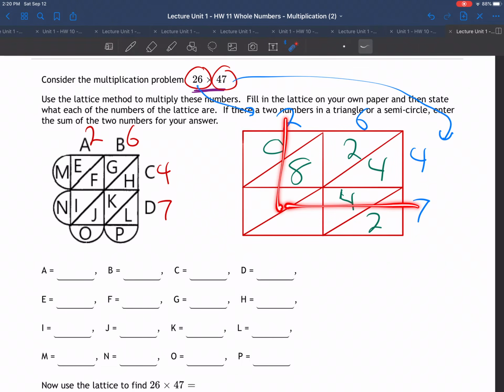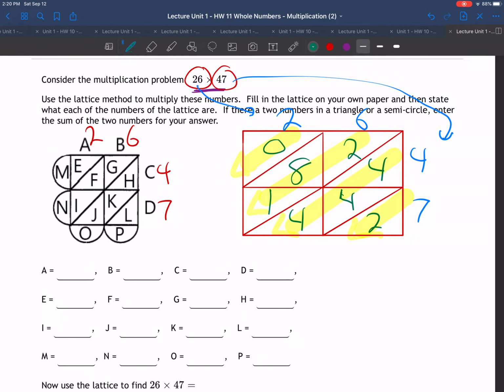And 2 times 7, 14. Okay, so now where do we go to get our answers? Well, you remember what you do for lattice? Same thing for multiplying as we did for addition. You go down the diagonal. That diagonal, that diagonal, that diagonal, that diagonal. You add, I should make a little arrow here. You add down the diagonals. Like that, like that, like that, like that. Right? Add down the diagonals.